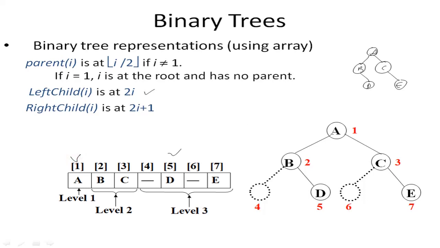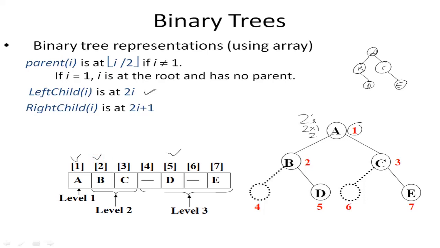Now I want to save left child of A. So left child of A should be saved at location 2i. So i is nothing but the level. So 2i, that means 2 into 1, which is 2. So left child of A should be saved at location 2. That is what this particular thing is telling me. So I just save B here.